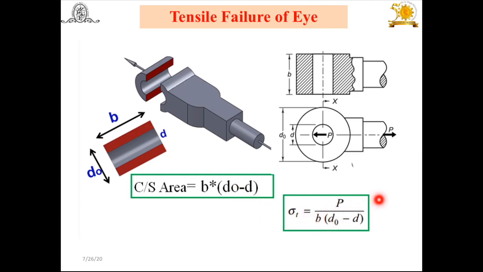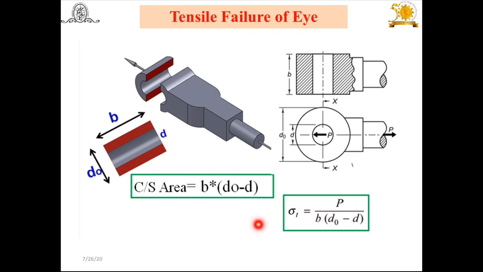By using this expression you will get the tensile stress induced in the eye. You can check whether this tensile stress is less than the permissible tensile stress. Permissible means from the material, by using the FOS you can find the allowable stress, and this induced stress should be less than this. Then you can say your design is safe.